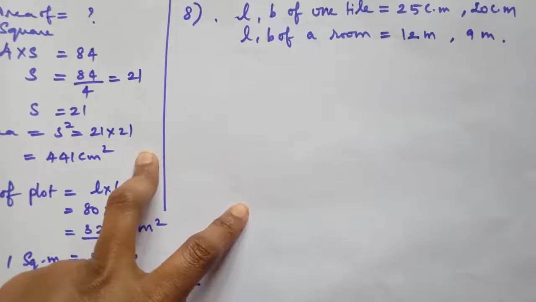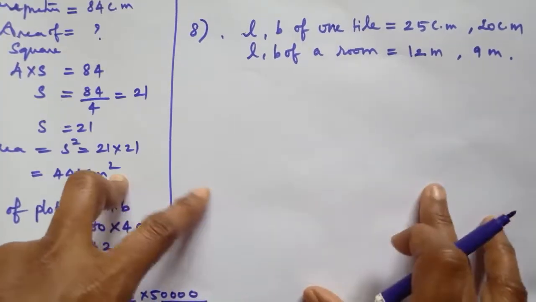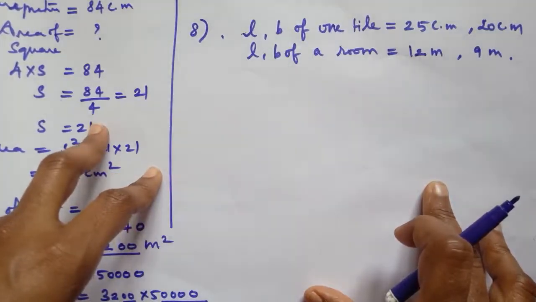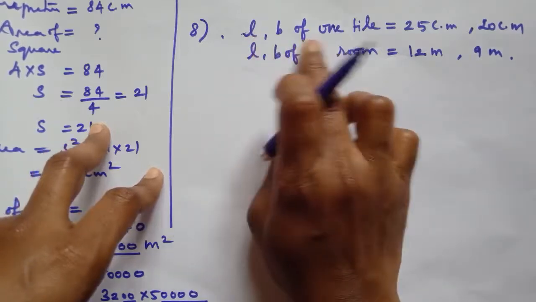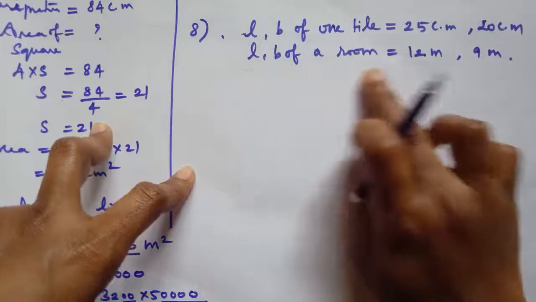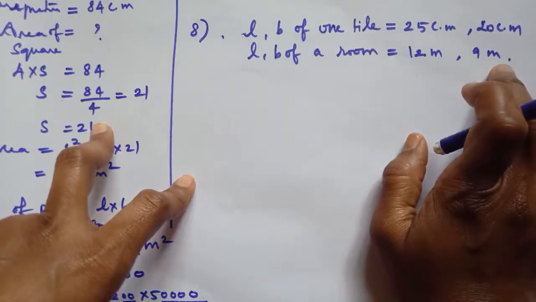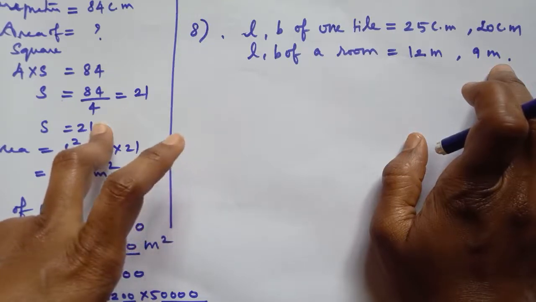Then listen students, now the 8th question. How many tiles, each 25 centimeter by 20 centimeter, are required for the floor of a room 12 meter long and 9 meter wide? So the length and breadth of one tile are 25 centimeter and 20 centimeter. The length and breadth of the room are 12 meter and 9 meter. Here we have to find how many tiles are required for the floor of the room.